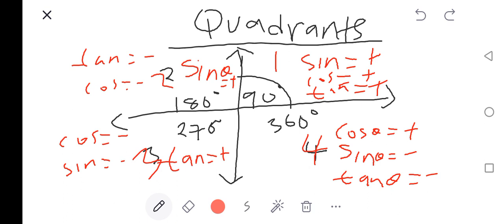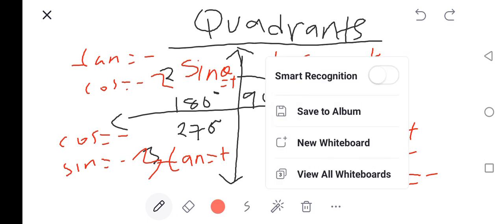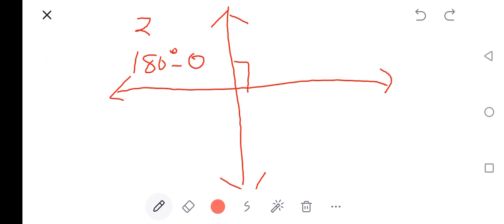Now, each quadrant has a formula. Very straightforward. I want you to get me right. Well, for the first one, it doesn't have a formula. Whatever you find is the answer in the first quadrant. But in quadrant 2, the formula is 180 degrees minus the answer that you found here.